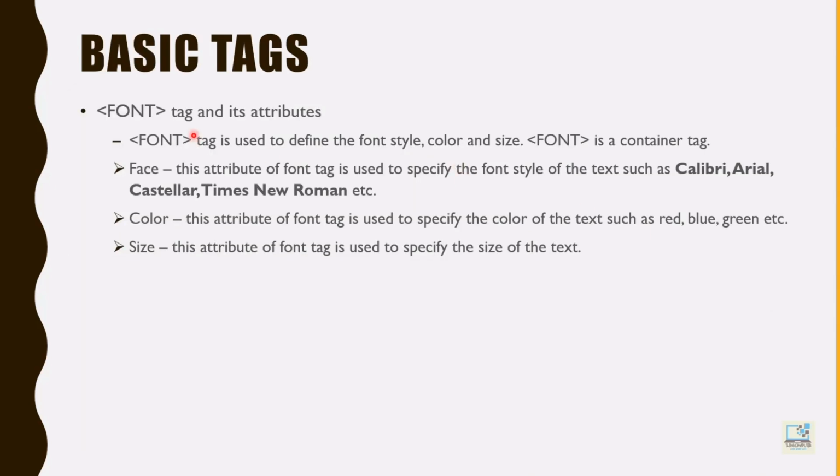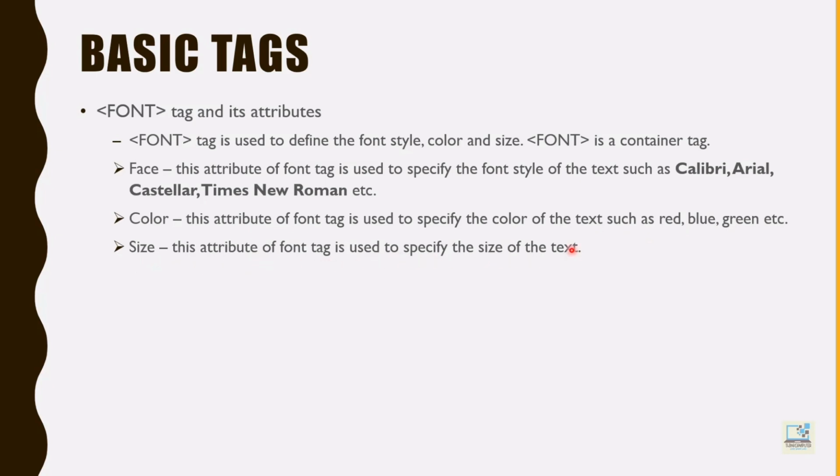Now let us discuss about font tag and its attributes. Font tag is used to define the font style, color and size. Font is a container tag. It has three attributes. First, face attribute. This attribute of font tag is used to specify the font style of the text such as Calibri, Arial, Casteller, Times New Roman. Color attribute. This attribute of font tag is used to specify the color of the text such as red, blue, green, etc. Size attribute. This attribute of font tag is used to specify the size of the text.